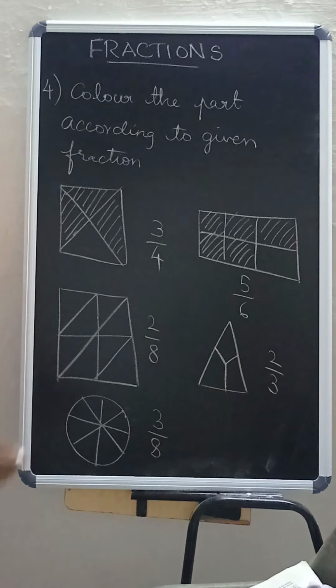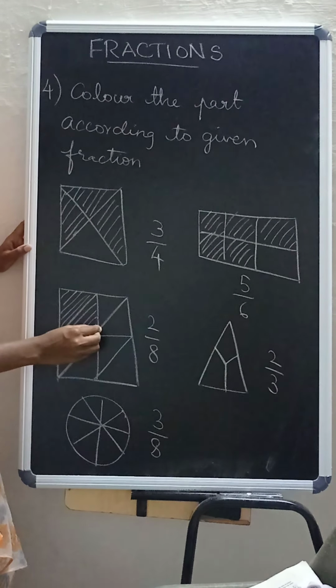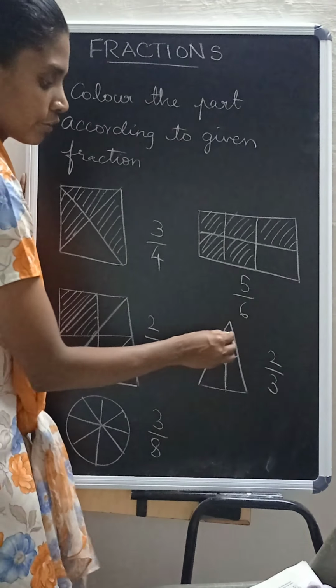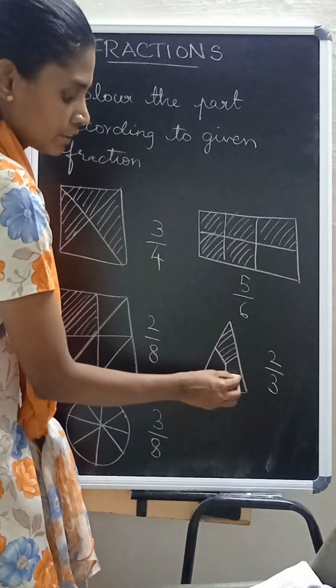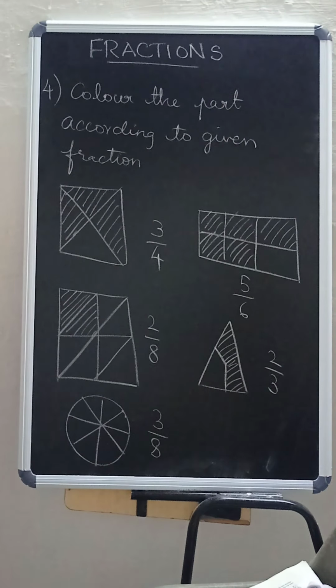2 out of 8. 1, 2. So 2 out of 8 parts. 2 out of 3. So 1 and 2. So 2 out of 3 parts is colored.